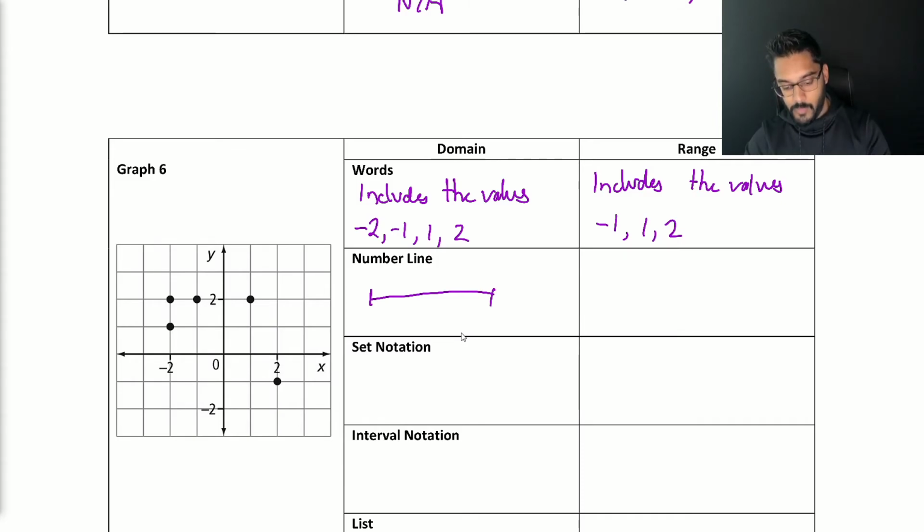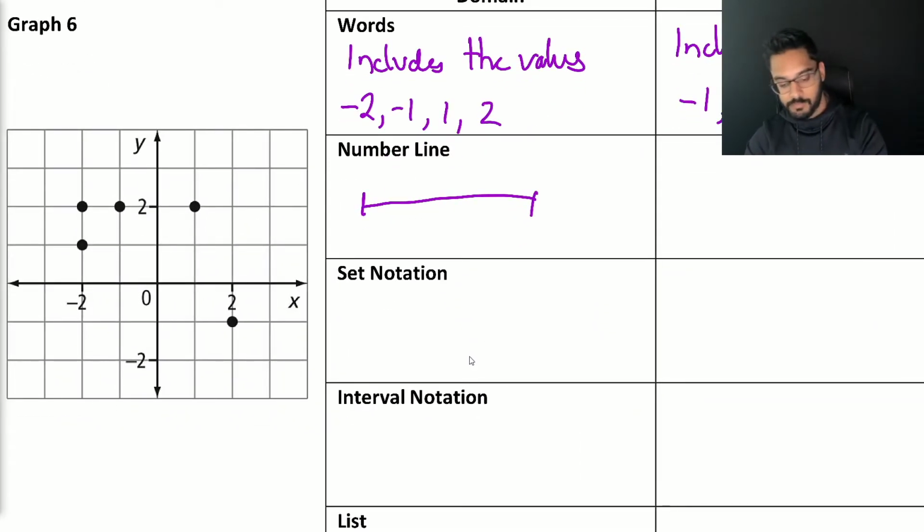Okay, so we can throw all those numbers on there. So -2, -1, and I'm going to put 0 for good measure, 1 and 2. Now the only places that we should see dots are on those specific values. I don't have any values in between. I really am just hitting those specific numbers. So 0 doesn't count, I can't connect them, just the specifics.